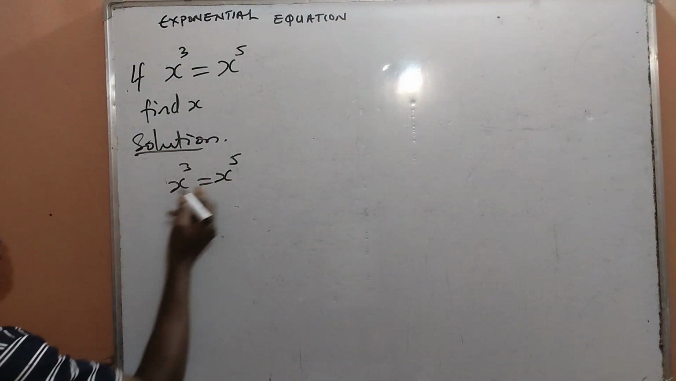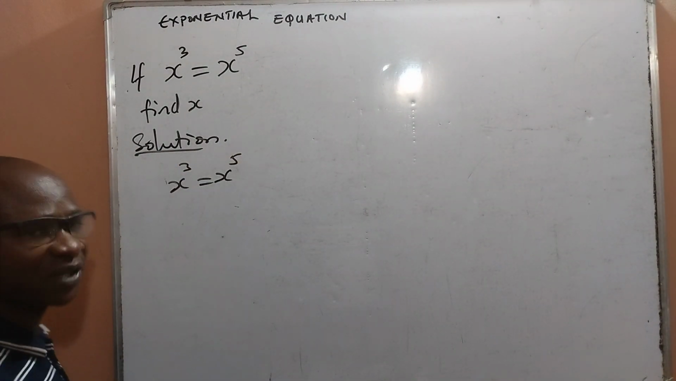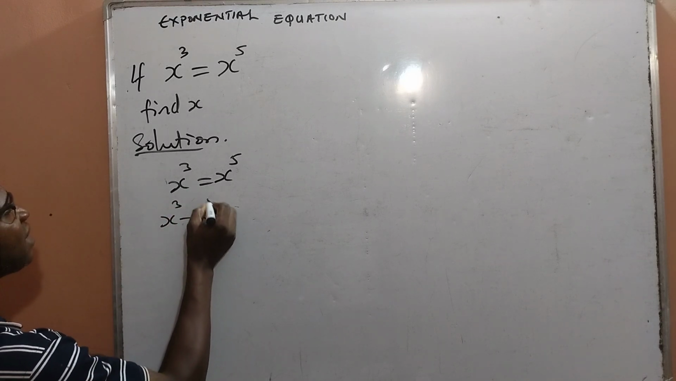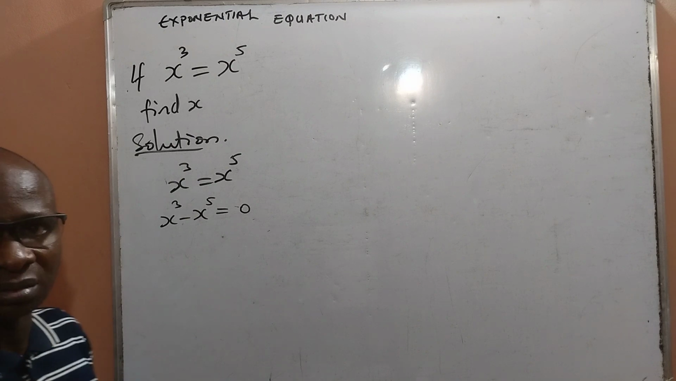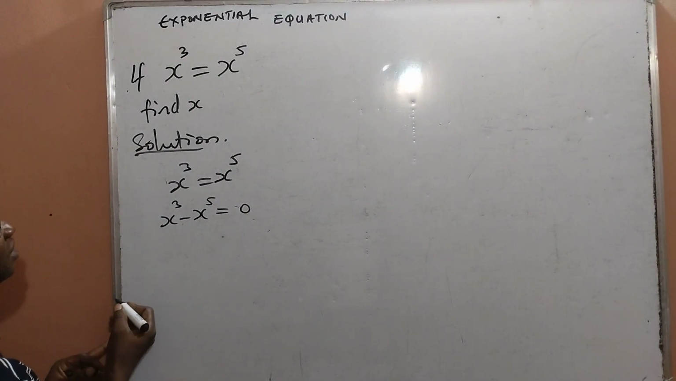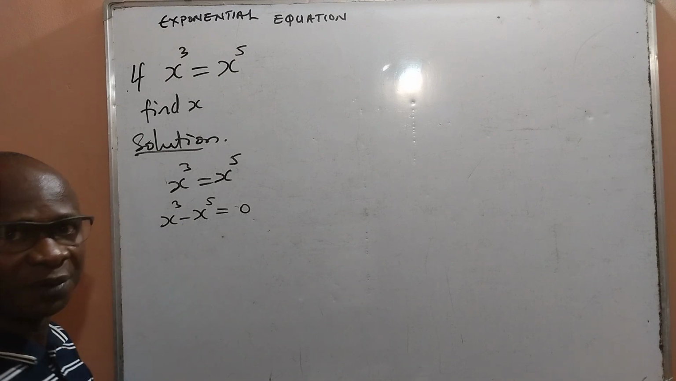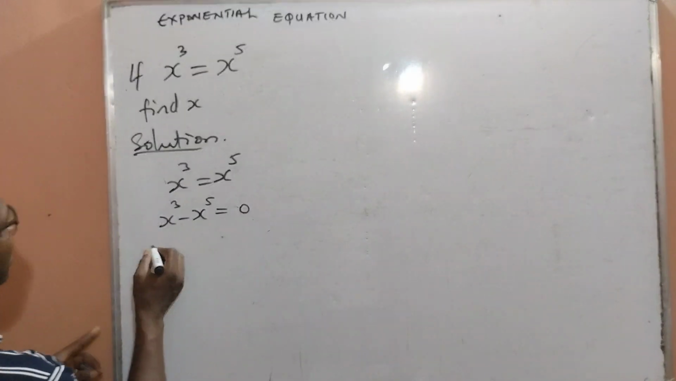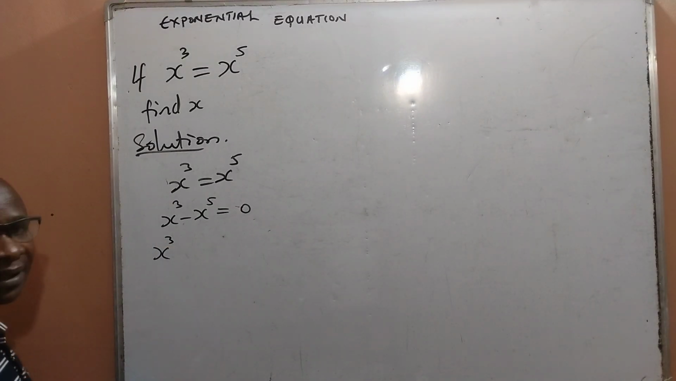Now, what I will do, I will move x raised to the power 5 to the left hand side so that I will get x raised to the power 3 minus x raised to the power 5 equal to 0. And if you look at this, you can agree with me that x raised to the power 3 is common. Okay? So I can factor out x raised to the power 3.